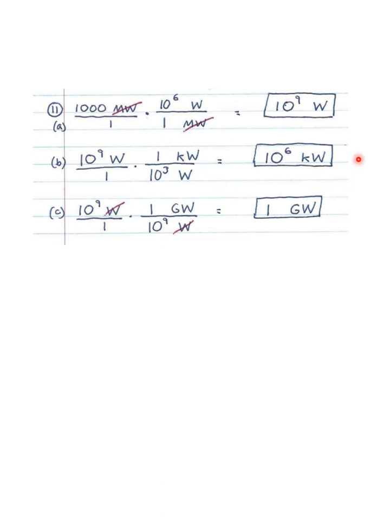And finally, Part C wants it in gigawatts. So we take the 10 to the 9th watts that we learned from Part A and multiply by the conversion. 1 gigawatt is the same as 10 to the 9th watts. So we'll do 1 gigawatt over 10 to the 9th watts. And we get 10 to the 9th over 10 to the 9th, which is 1 gigawatt.